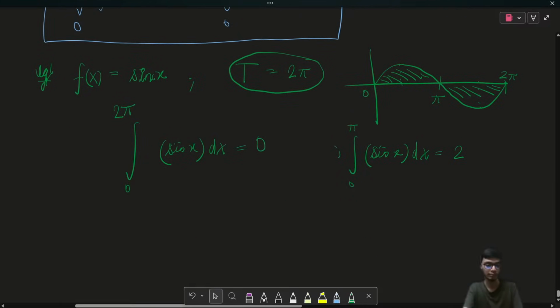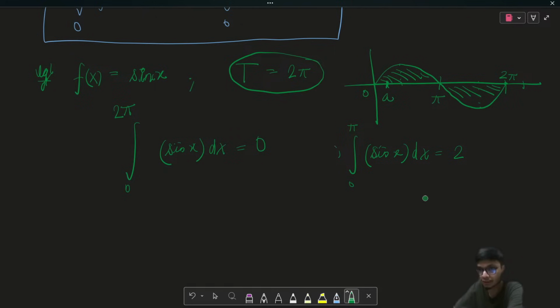Now, instead of having the limits from 0 to 2 pi, let's say I take any constant value, let us say a, and I want to start my integration from a to the interval a plus 2 pi.